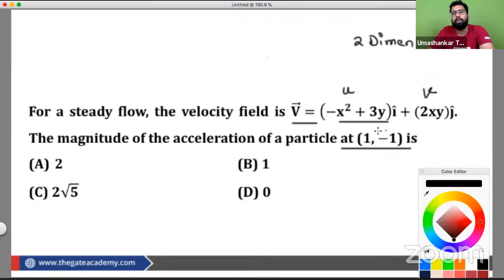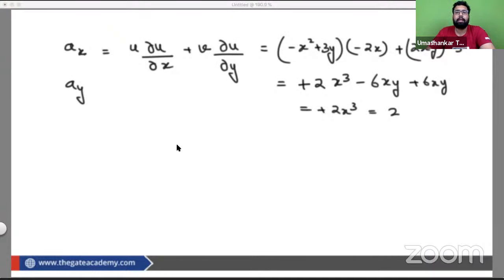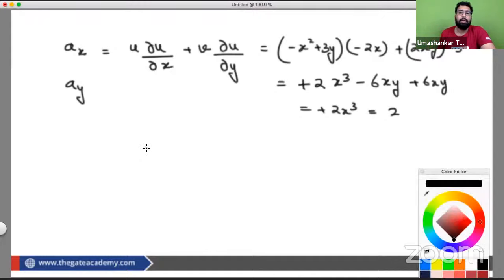So what is the value of this x? It is 1. So basically we are having it as 2. So the component of acceleration in x direction is nothing but 2. Very good, Gayatri. Okay, it is 2. Is it correct, beta? Please take care of the calculations.